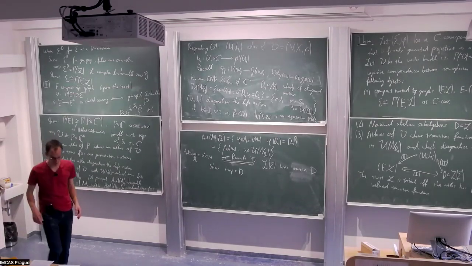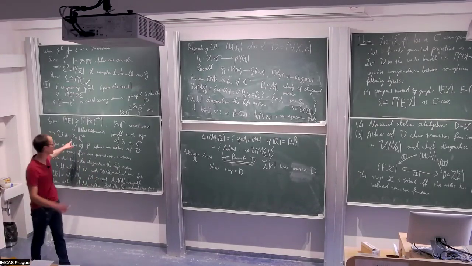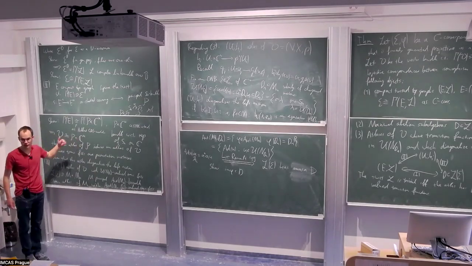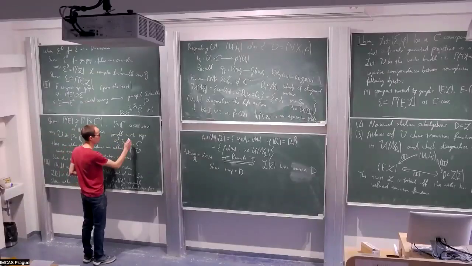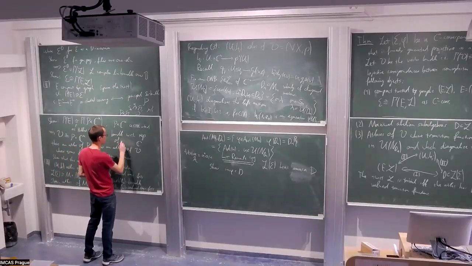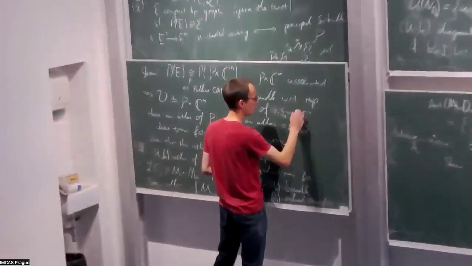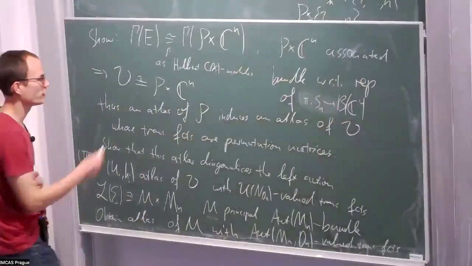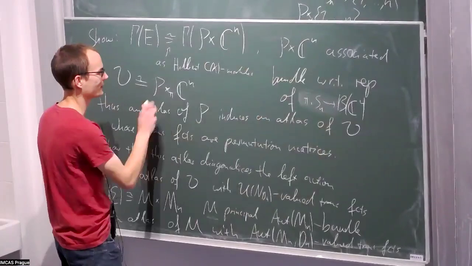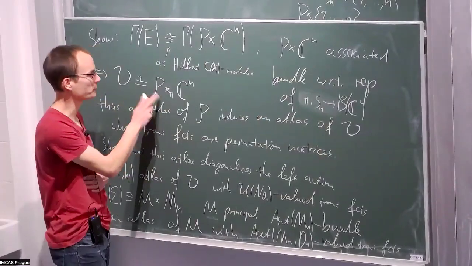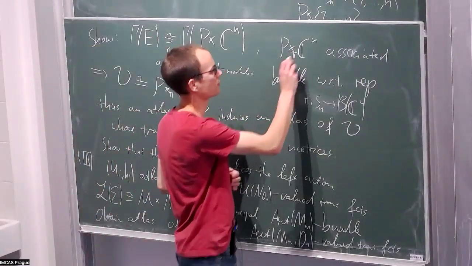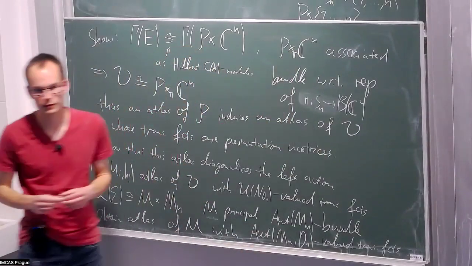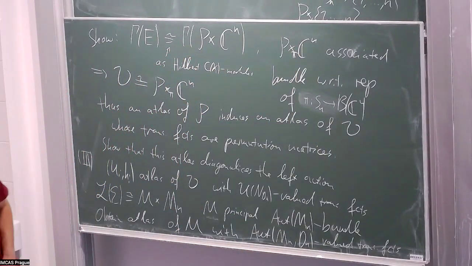What I mean is, when I write this, I might mean the associated bundle with respect to some action. So let's say I should do this differently. Let's write pi for the representation of Sn on matrices, bounded linear operators on C to the n. Then this would be the associated bundle of this principal bundle with respect to this representation.